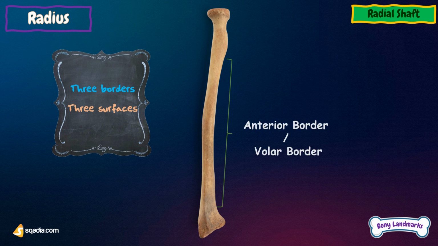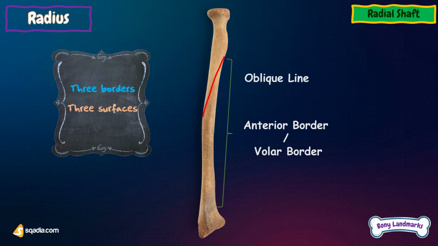It has 3 borders. The first one is the volar border, or the anterior border. It extends from the lower part of the tuberosity above to the foremost aspect of the base of the styloid process below, and isolates the volar from the lateral surface. Its upper third is prominent and forms an oblique line.